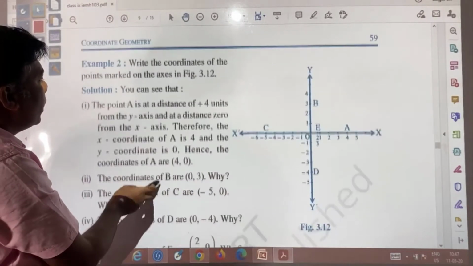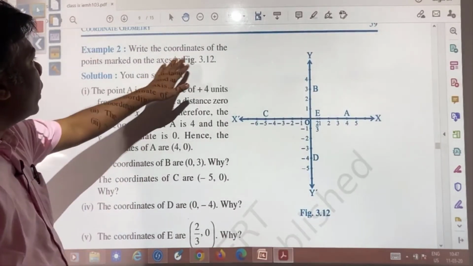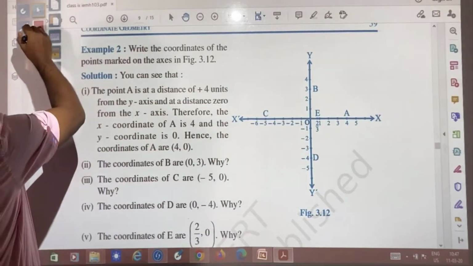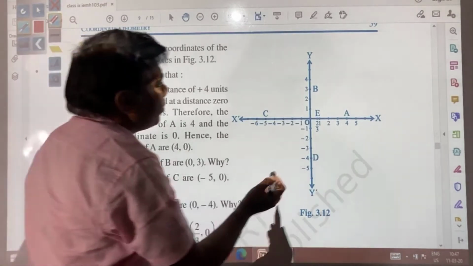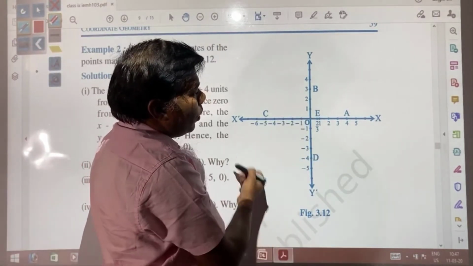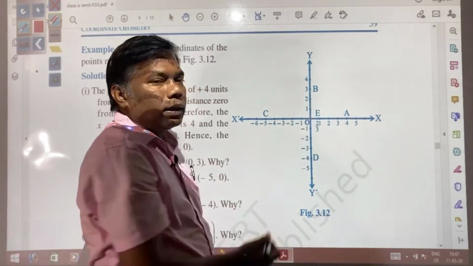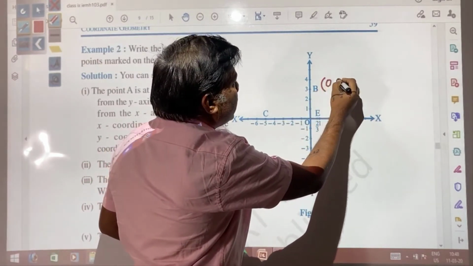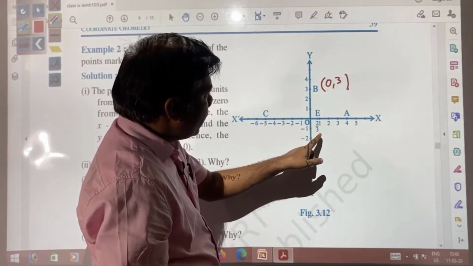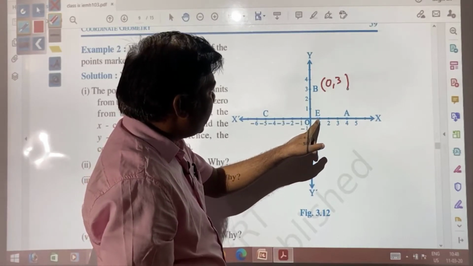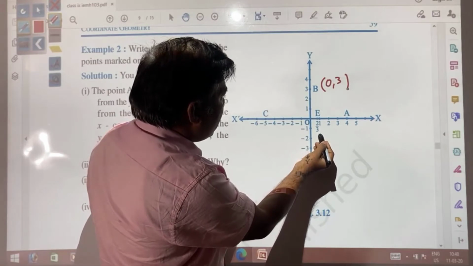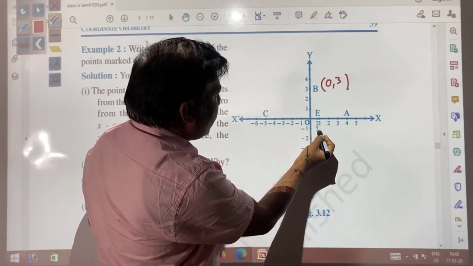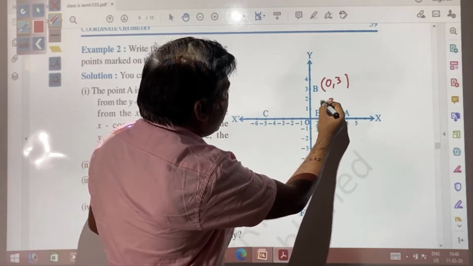Just go through it. Example 2: write the coordinates of the points marked on the axis in the figure. Coordinates of the points you have to write down. Here you see how we will write. Here you see B you have. What point do you have? X is 0 and y is 3. So here you will be having (0, 3). Here you see this is E. So E will be, here you have 2 by 3. This point is what? X is 2 by 3 and y is what?